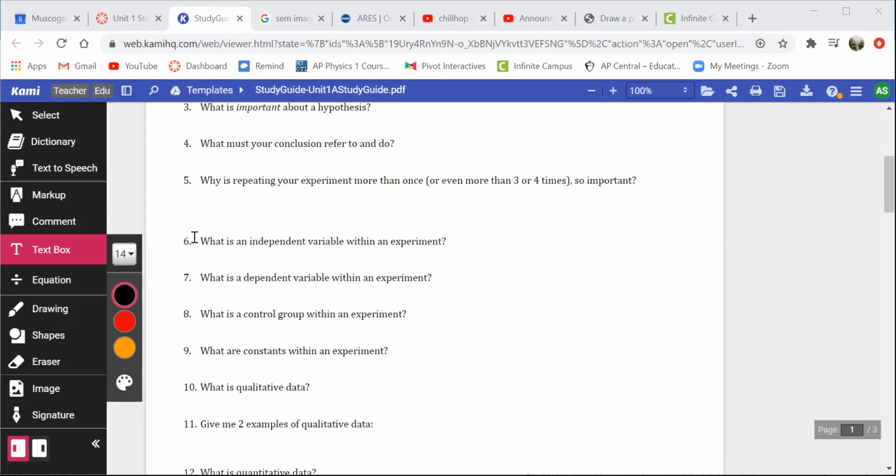Now, why is repeating your experiment more than once or even more than 3 or 4 times so dang important in science? The more data you have, the more accurate your experiment will be. Yes. So the more data you take, the more accurate your results are.